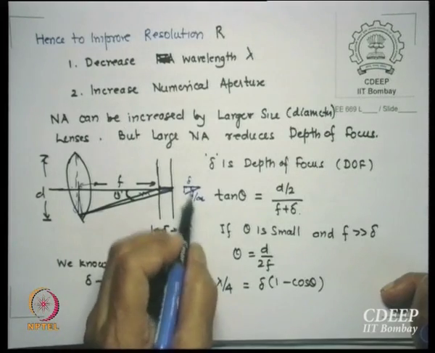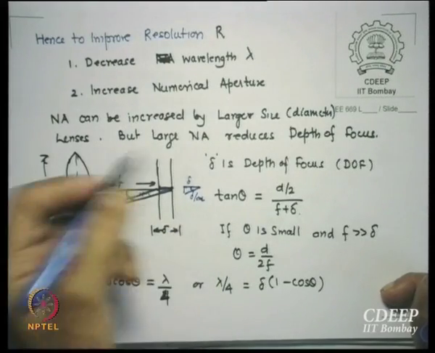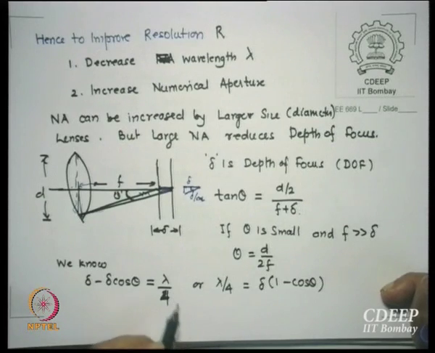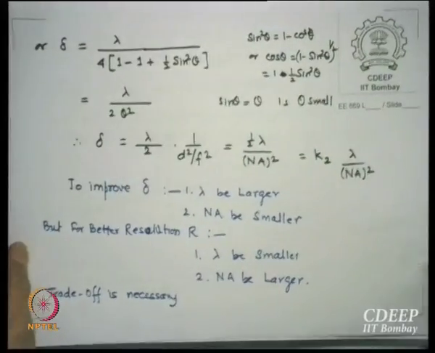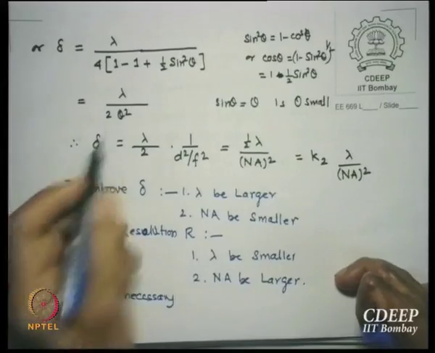I am only saying this here. So the separation between these two, delta cos theta minus delta, is essentially always lambda by 4 by optics. Okay. So lambda by 4 is delta minus delta cos theta, and if I expand everything again, this probably is not given in the way I have done, but may be given.